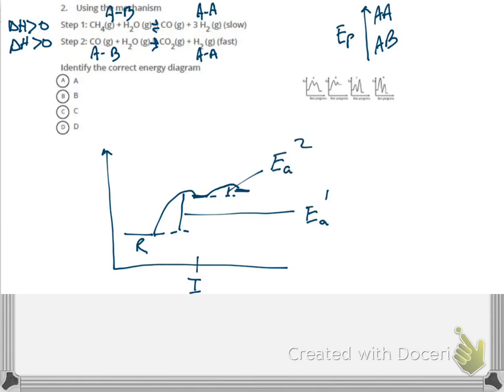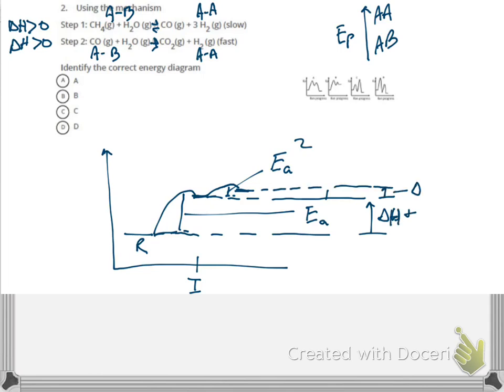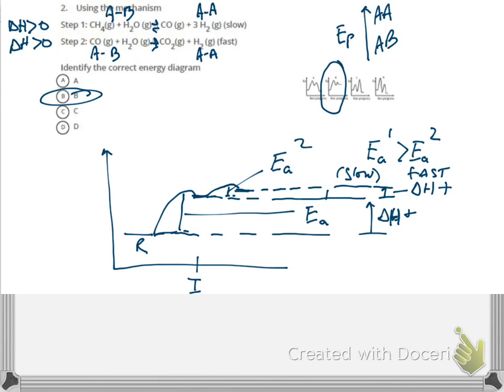The second step has to have a low activation energy, and it's also going to be higher in potential energy. So overall, the reaction is endothermic, both steps, and the first step activation energy has to be greater than the second step. So we would expect that the answer would be B, that the potential energy would look like this with the reaction progress. The 2-step mechanism, both of them endothermic, with the first step being the slow step.